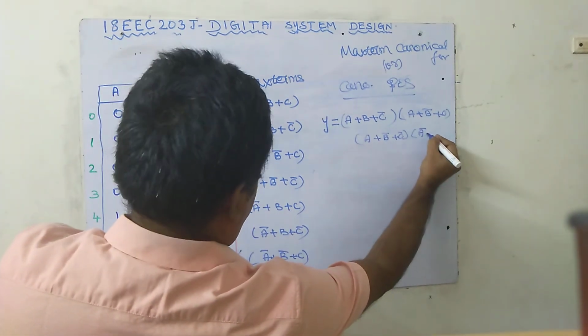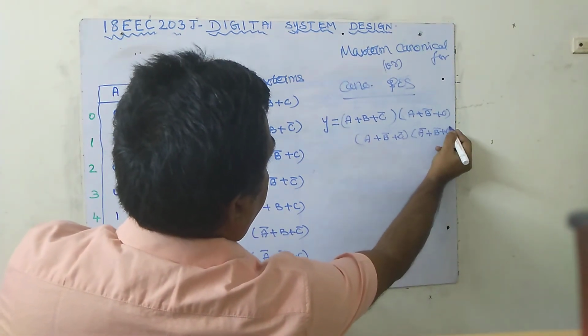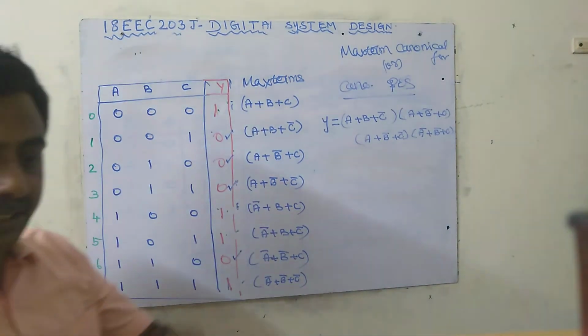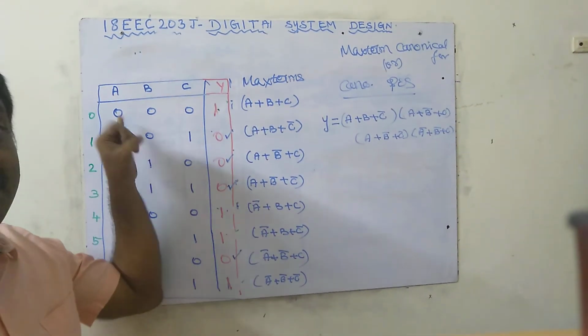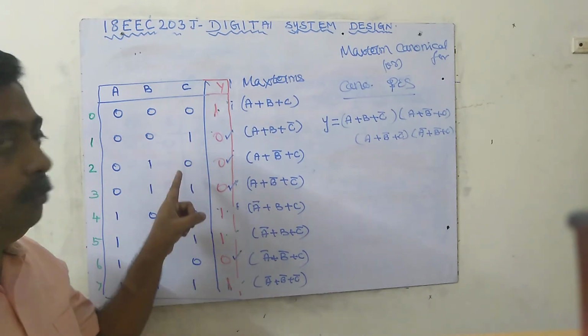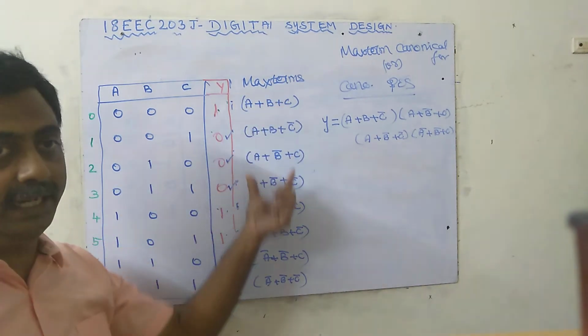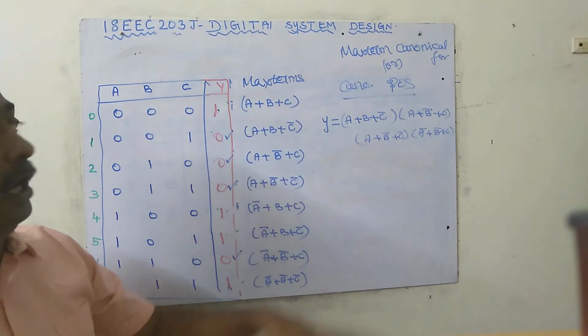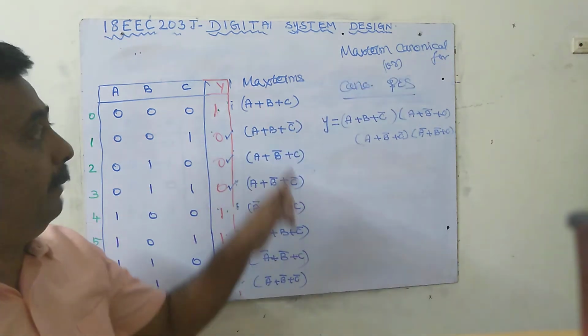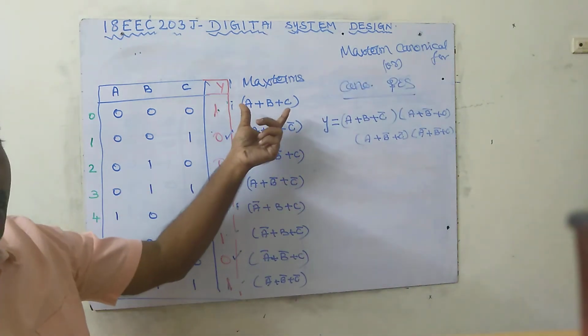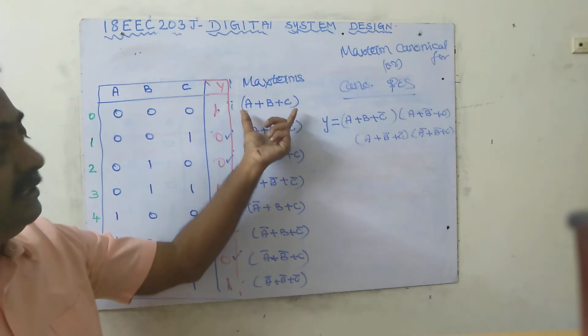A bar plus B bar plus C. So here, just to reverse, 0 should be given with the unbarred letter and 1 should be assigned with the barred letter. Like this we have to write the max term. After that, how do we write the max term canonical form?